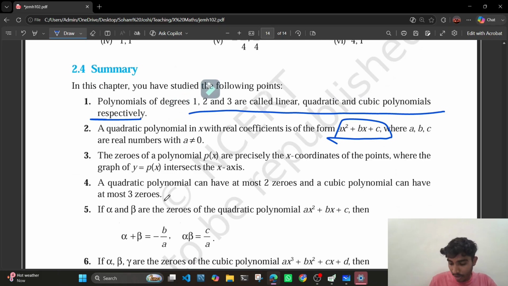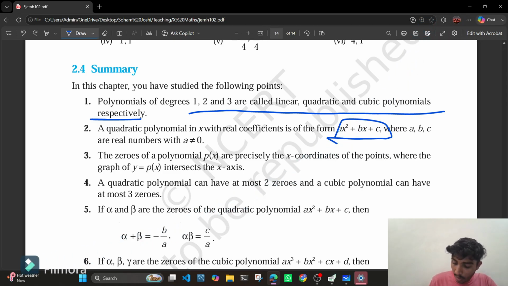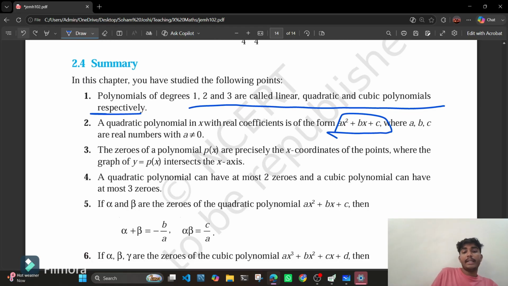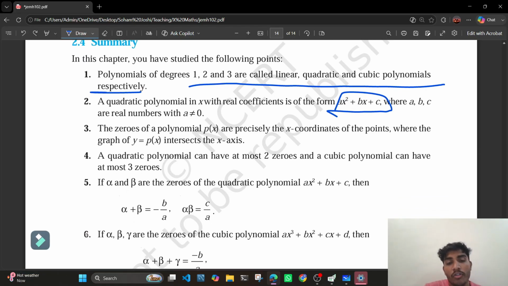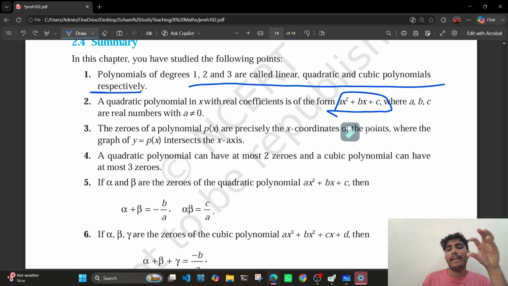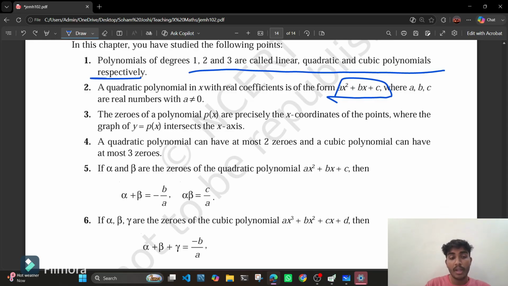Because if a becomes 0, then the x square term becomes 0, and obviously it becomes a linear polynomial, because the highest power of x would be 1 and not 2. Then the zeros of a polynomial are precisely the x coordinates of the points where the graph of y intersects the x axis. So basically the zeros of the polynomial are the x coordinates of the points where the graph of the polynomial intersects the x axis.